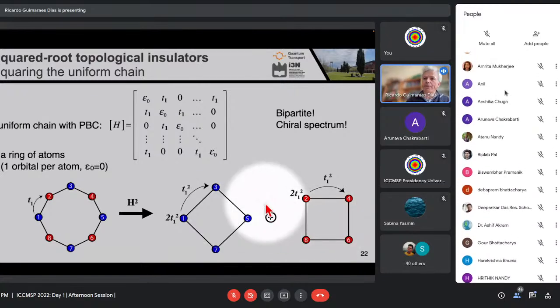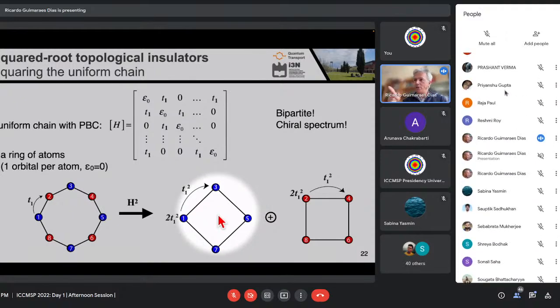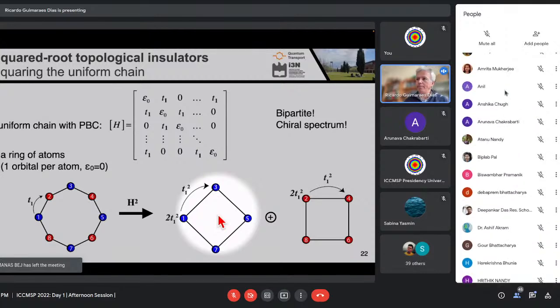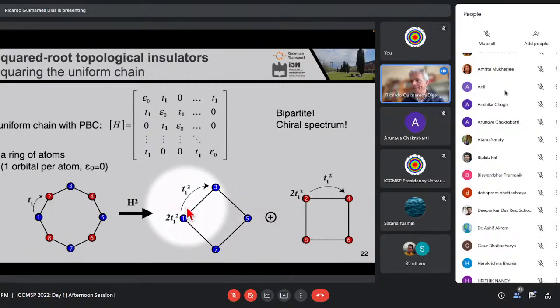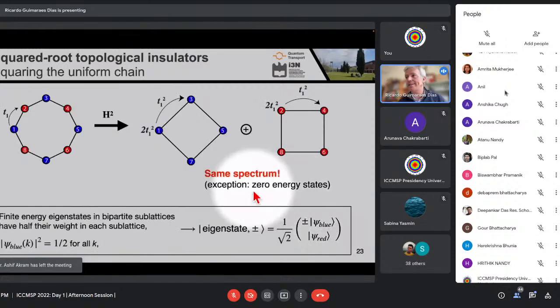And one of these blocks, the block for the blue, corresponds to a tight binding Hamiltonian with a hopping term T1 squared and local on-site energies equal to 2T1 squared. Okay, every site has this energy. And the other block is exactly the same. In fact, these two chains, these two smaller rings, have exactly the same spectrum.